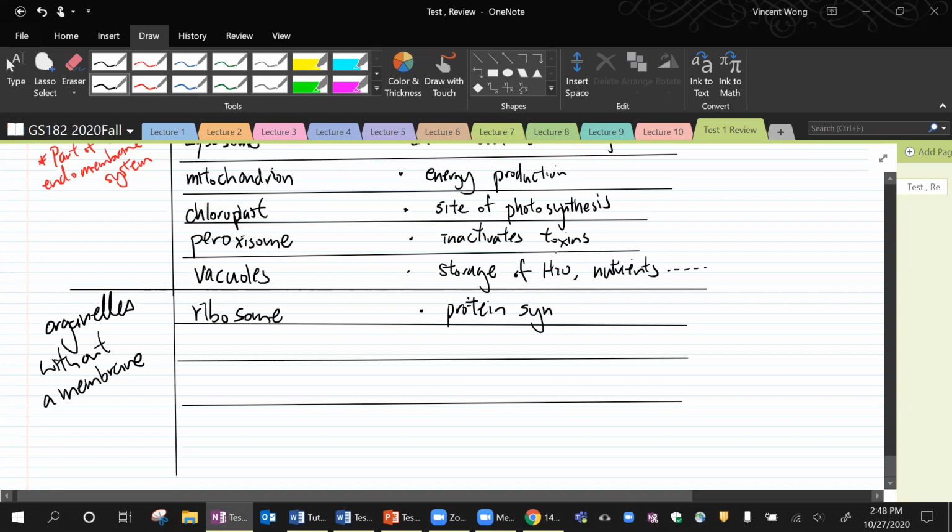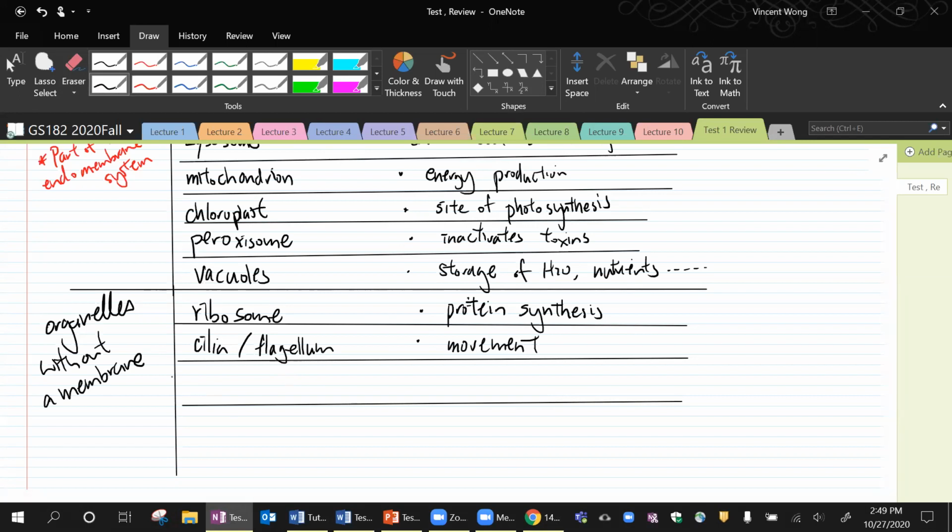Anything else? Yeah, okay. Let me finish this first. Synthesis. Okay, so in the chat, someone says cilia and flagellum. Yeah, cilia, flagellum. That's for movement. I actually did not think of that one. I had something else in mind. So thank you for mentioning that. Cytoskeleton is not really an organelle. It's kind of just protein in the background, right? Per se. So not really an organelle.